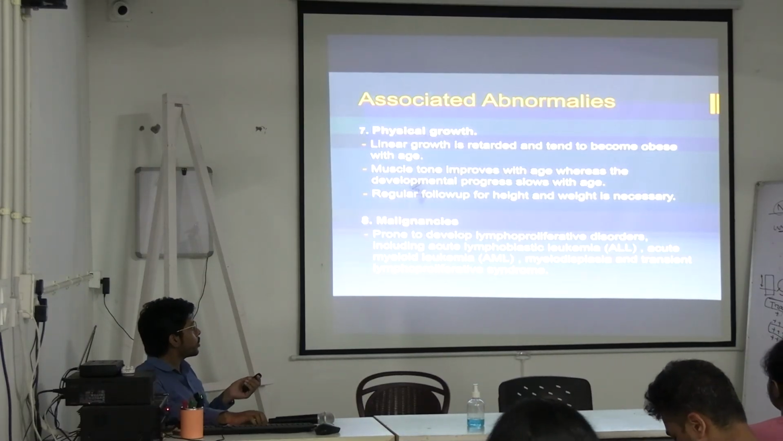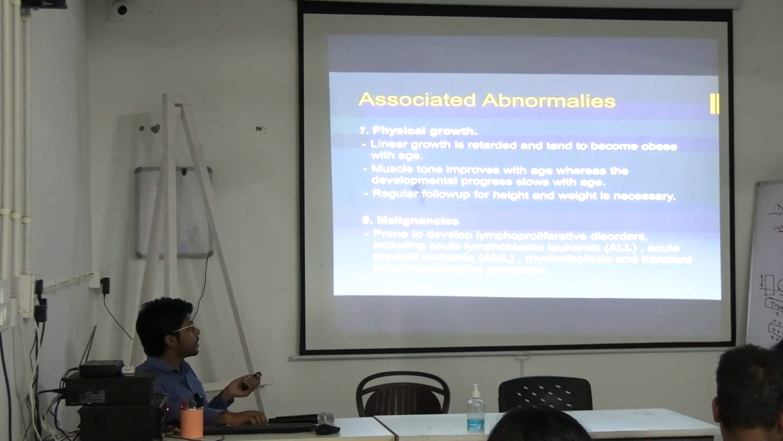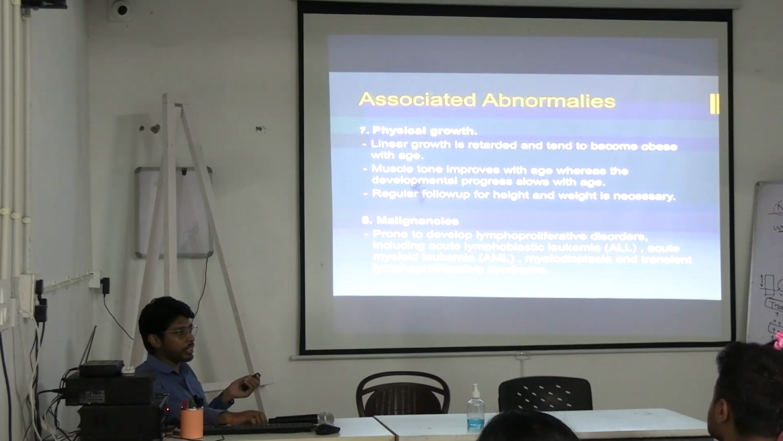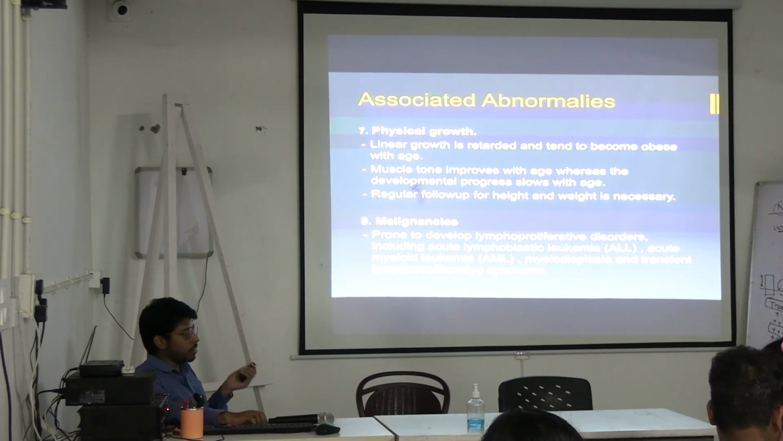What about physical growth? Linear growth is retarded and they will become obese with age. As I told earlier, hypotonia is a feature of Down syndrome, but tone will improve with age. But developmental progress slows with age. So there will be developmental delay. Regular follow-up for height and weight is necessary for measuring growth and development.